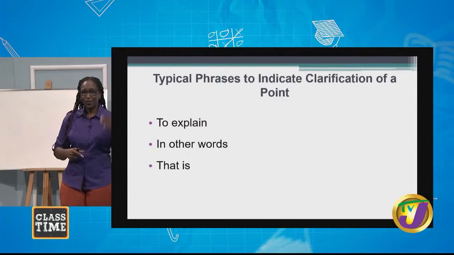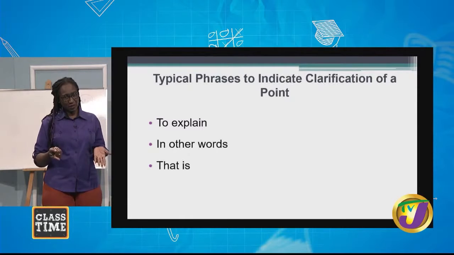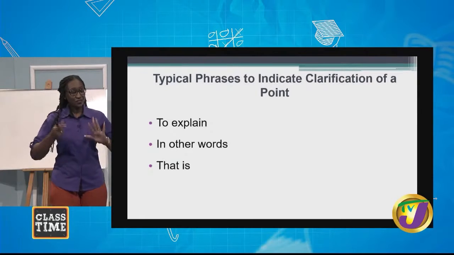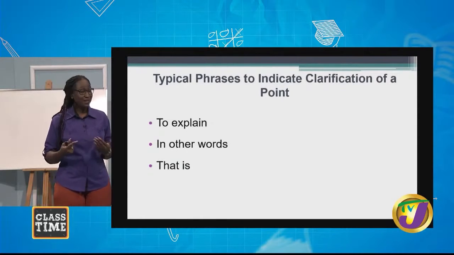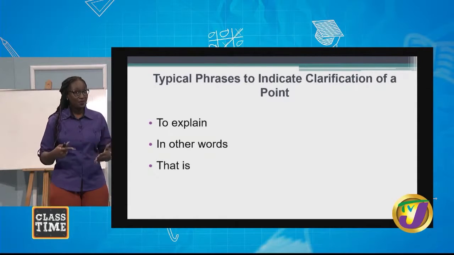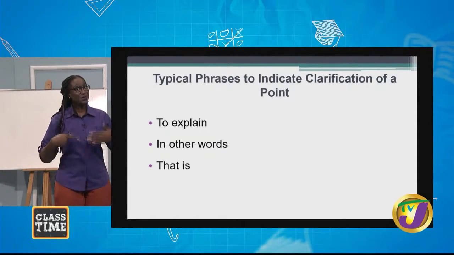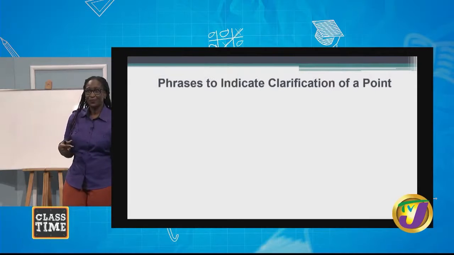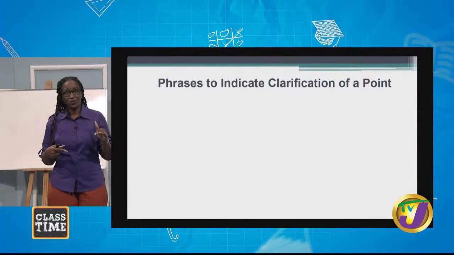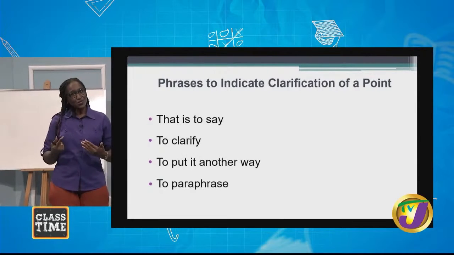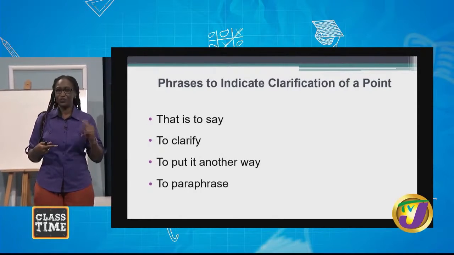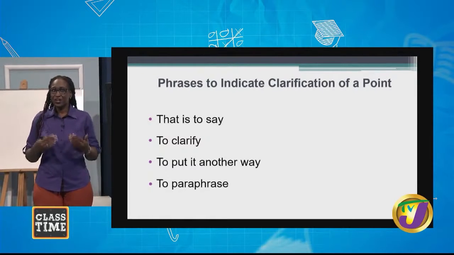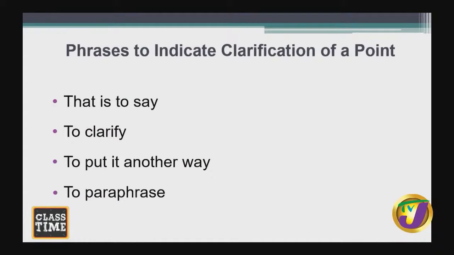So let's see. Usually, you would say to explain, you would say in other words, you would say that is. And again, if these are the ones you use, you're not going to be penalized necessarily. However, you are going to rob yourself of the opportunity to earn higher grades by using more interesting terminology, such as these. So these are some phrases you can use. That is to say, to clarify, that one is quite obvious, to put it another way, or to paraphrase. So these expressions can be used to make what you're saying a little clearer.